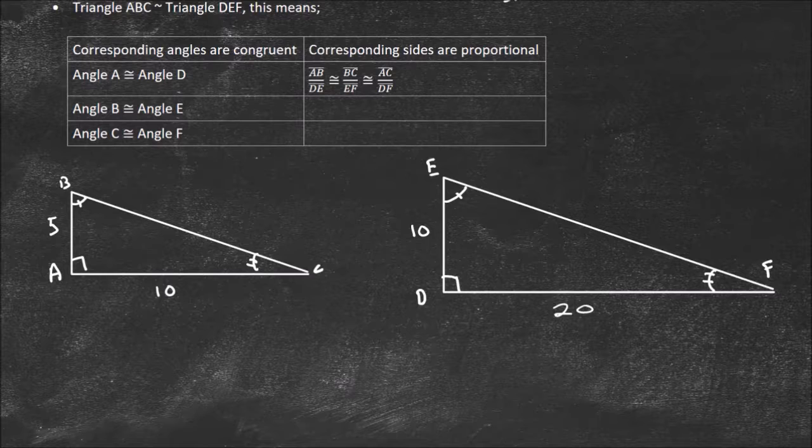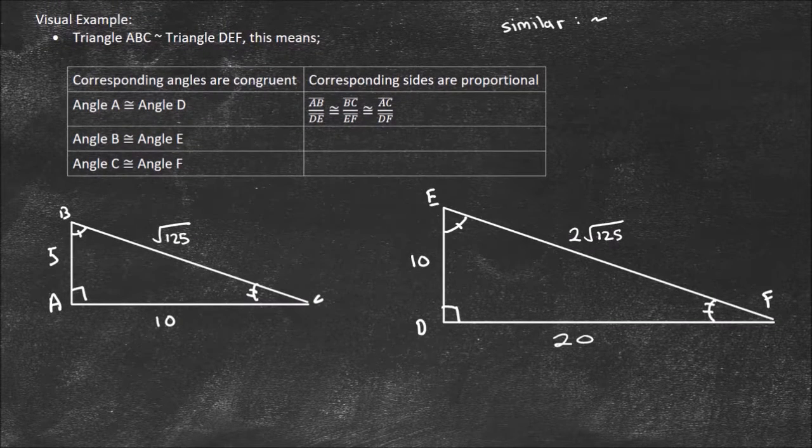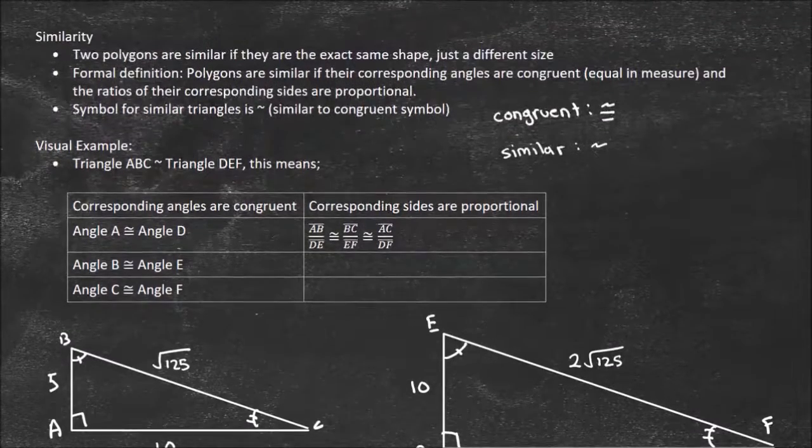Let's say, well, we could do the Pythagorean theorem. We probably have to here. So 10 squared, this would be square root of 125. So this must be 2 square root of 125. That is what similarity means, that this is the same ratio for all side measurements. So triangle DEF is twice as big as triangle ABC, but they are similar because they have the exact same angle measurements and the same ratios for corresponding sides. So they're proportional throughout. That's what it means to be similar: same shape but different size.